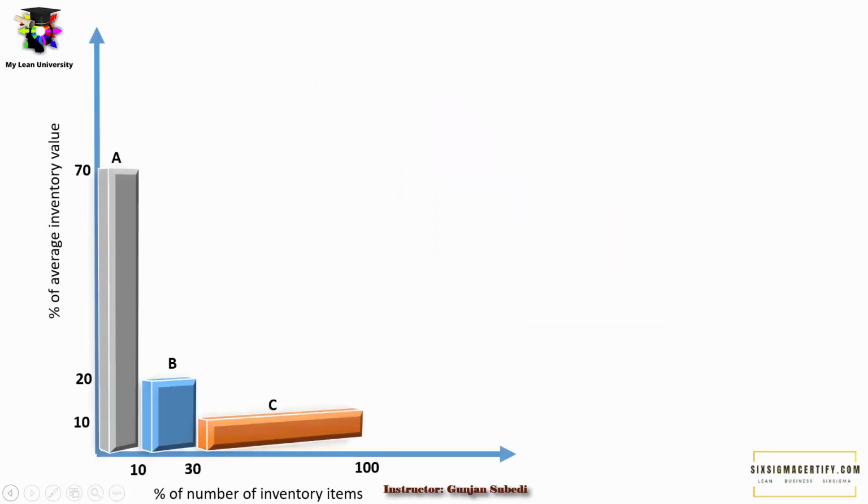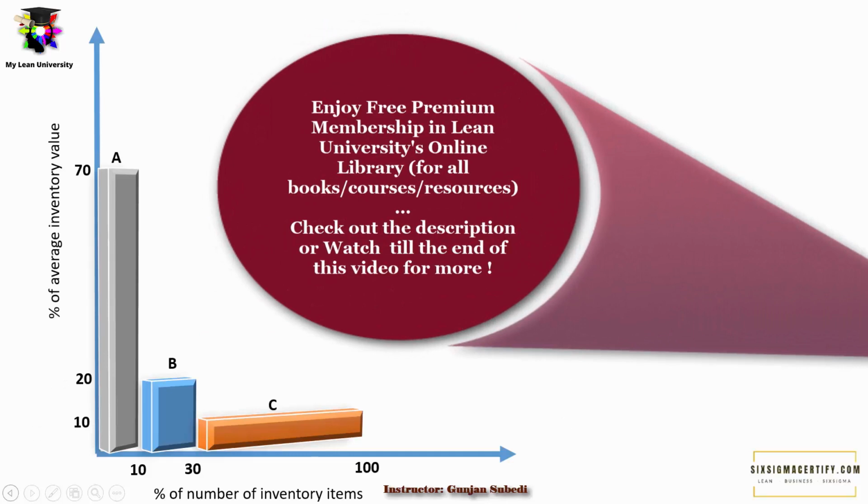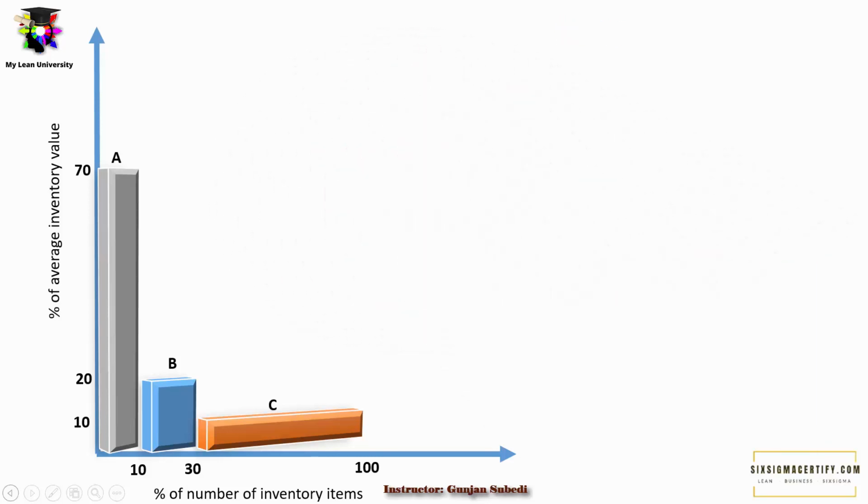If we draw a graph or histogram denoting the percentage of average inventory value against the percentage of number of inventory items, the graph looks something like this, with A having the highest value of inventories and C having the least value, although the number or volume of C inventory items is more than A group items.